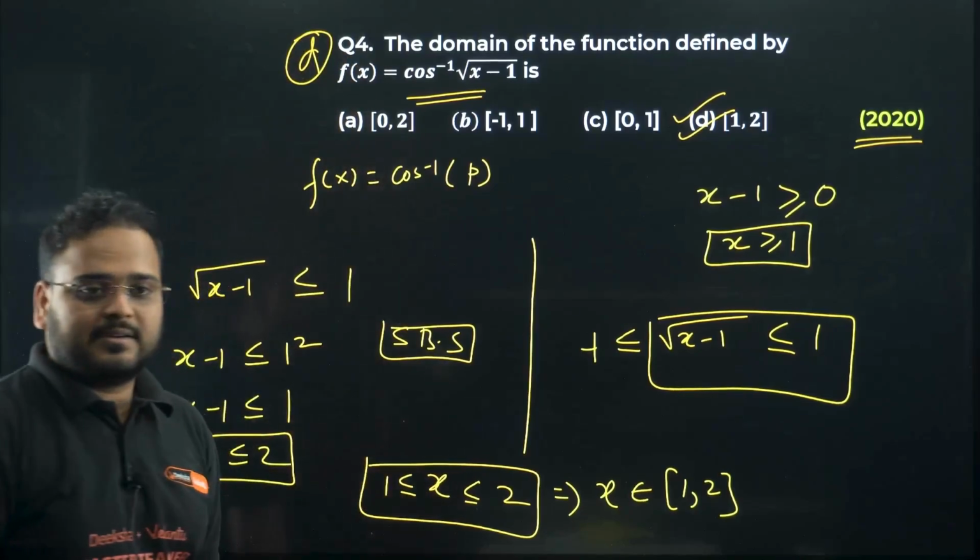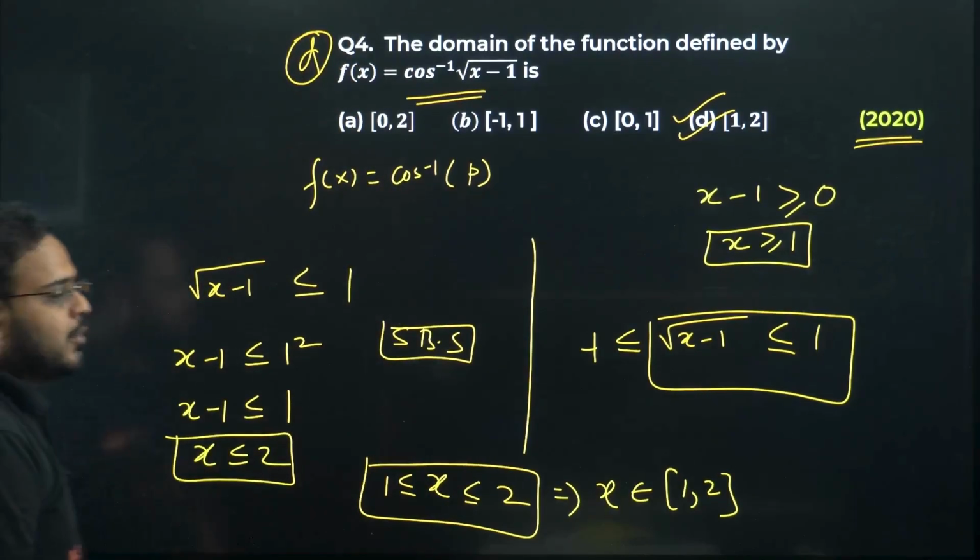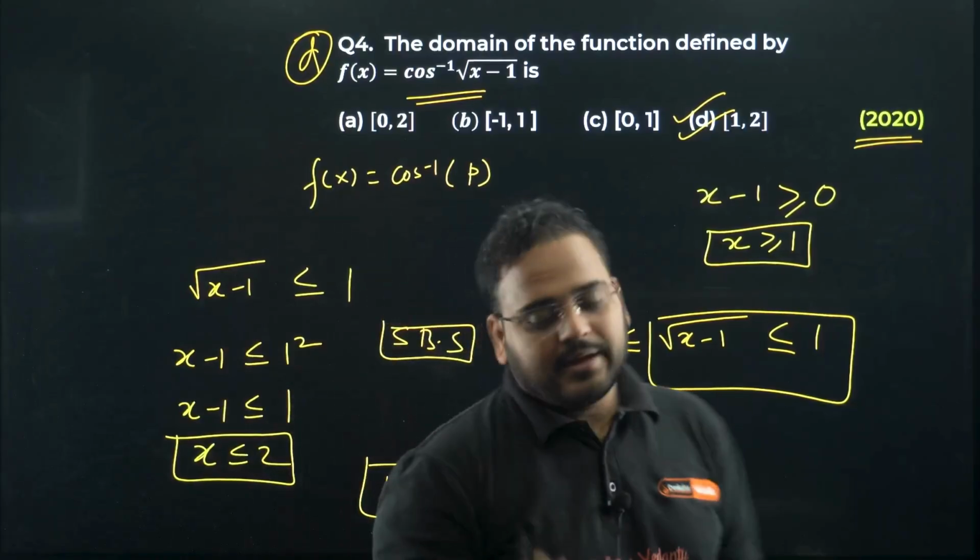Option D is correct. Clear hai? This is clear. Okay, simple enough. Very simple. Yeah, let's move on to the next question.